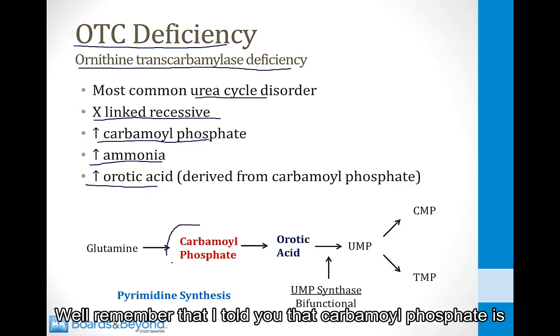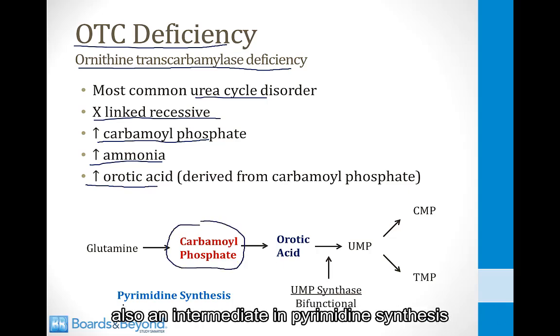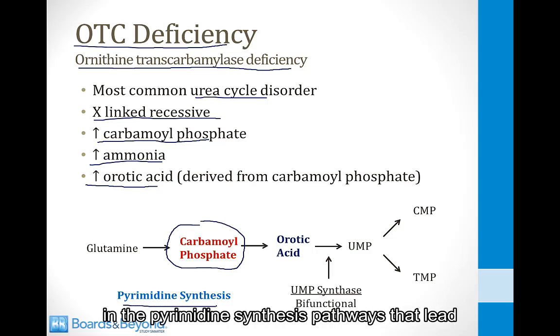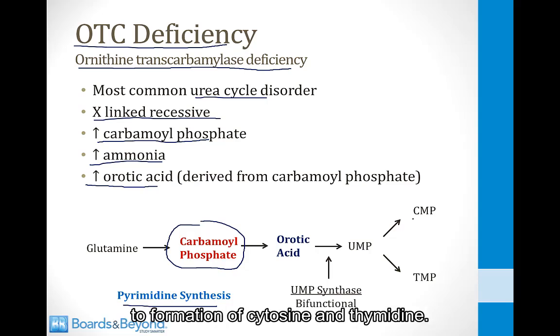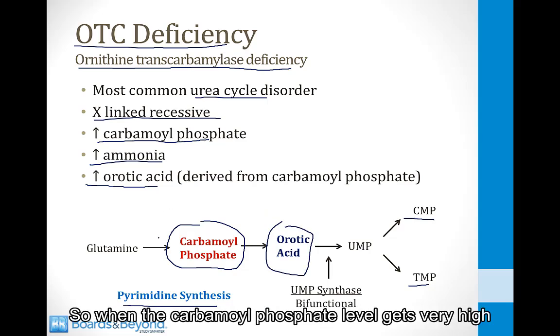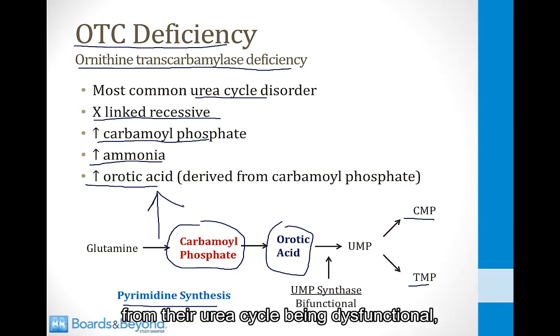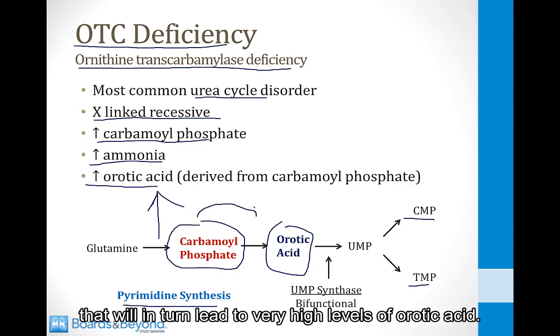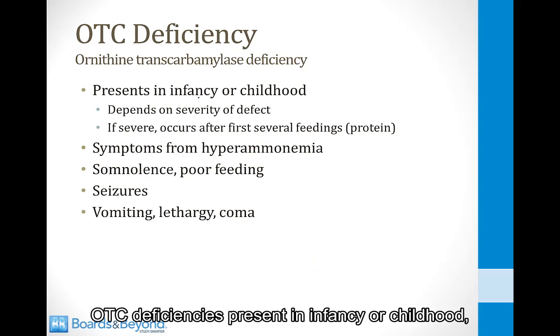Well, remember that I told you that carbamoyl phosphate is also an intermediate in pyrimidine synthesis. In the pyrimidine synthesis pathways that lead to formation of cytosine and thymidine, carbamoyl phosphate is converted into orotic acid. So when the carbamoyl phosphate level gets very high from the urea cycle being dysfunctional, that will in turn lead to very high levels of orotic acid.